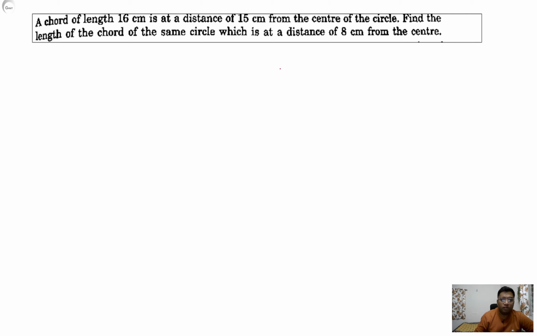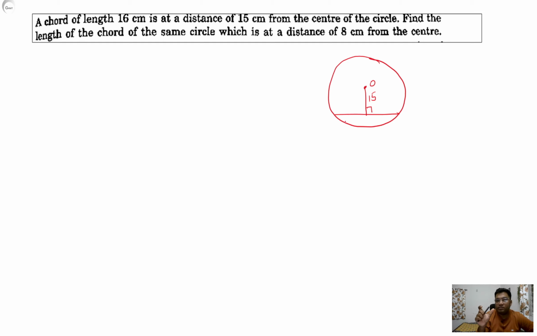I have a question here which says a chord of length 16 centimeter is at a distance of 15 centimeter from the center. Remember, guys, if it says in a circle question that at a distance of 15 centimeter, the distance will always be the perpendicular distance. It's not going to be your tilted distance or any other distance. It's always a perpendicular distance. So this here is 15.